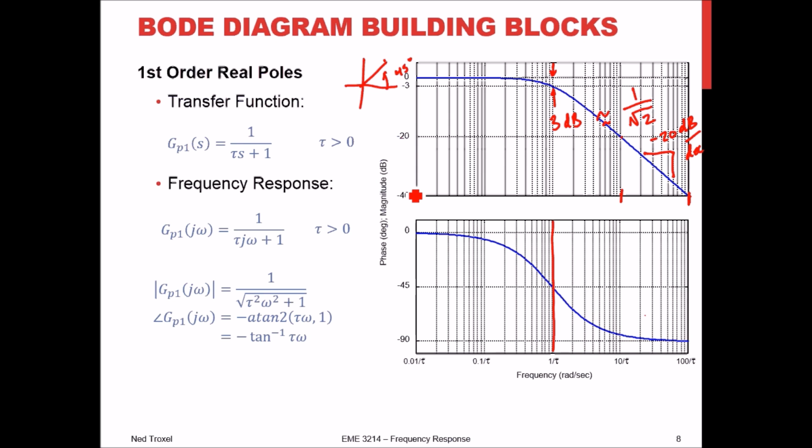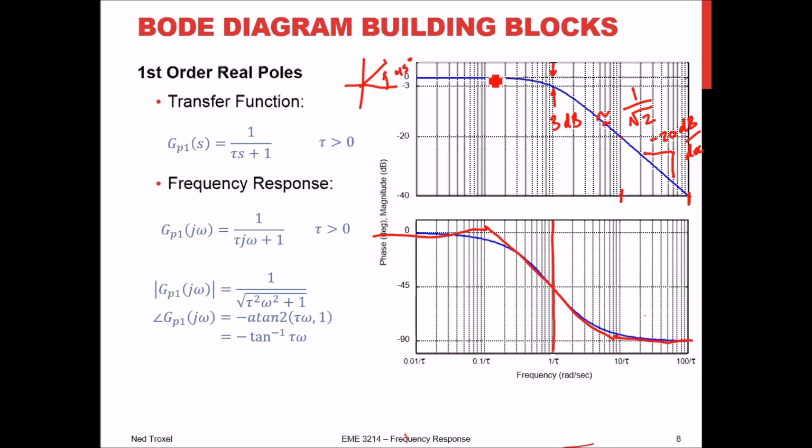And the same thing you find out for the phase plot. At the cutoff frequency, 1 over tau, we have a phase of minus 45 degrees. And about a decade before and a decade after, we have about 45 degrees of phase. So it's almost like you could approximate this by drawing something like this. And often we do that.